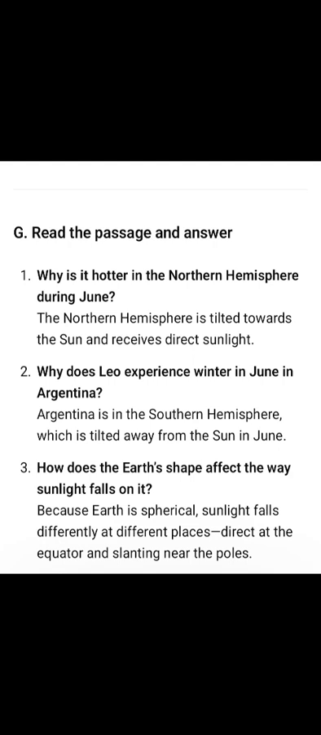How does the earth's shape affect the way sunlight falls on it? Because earth is spherical, sunlight falls differently at different places, direct at the equator and slanting near the poles. Therefore, the earth's shape affects the way sunlight falls on it.